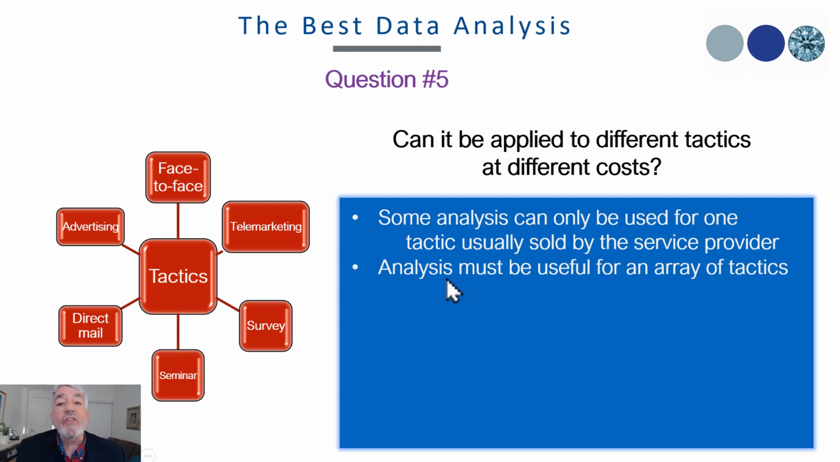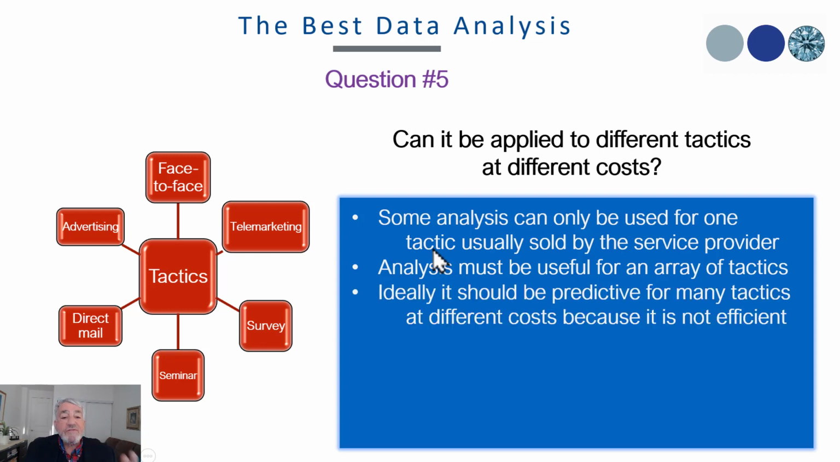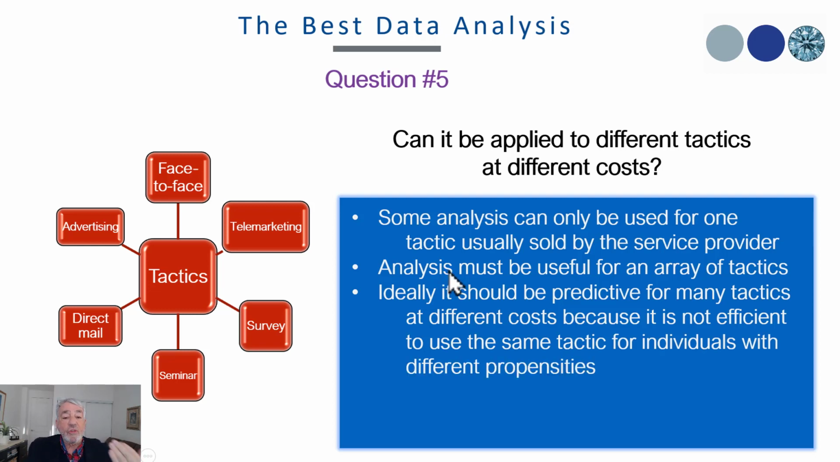You need an analysis to be useful for an array of tactics and ideally be predictive for each of those tactics at different costs, because it's not efficient to use the same tactic for individuals with different propensities. If you look at these tactics, which tactic do you think you use with your best potential donor? People with the highest score. Well, I'll tell you, you go face-to-face with them, because that is the most effective way to deal with high-end potential donors.